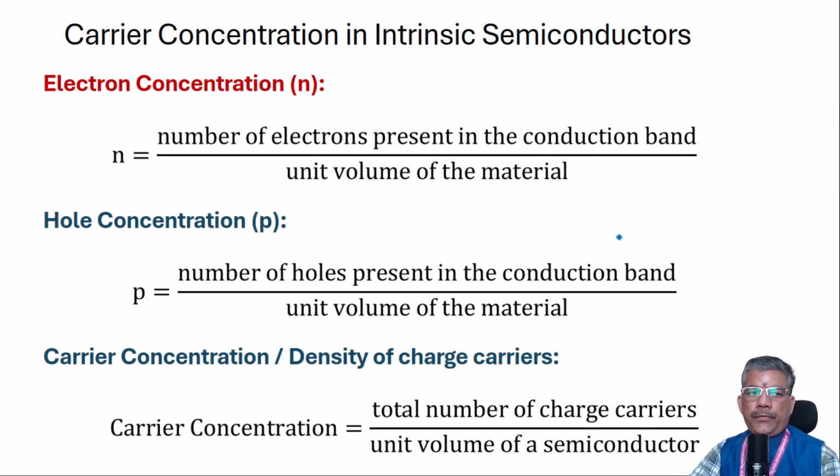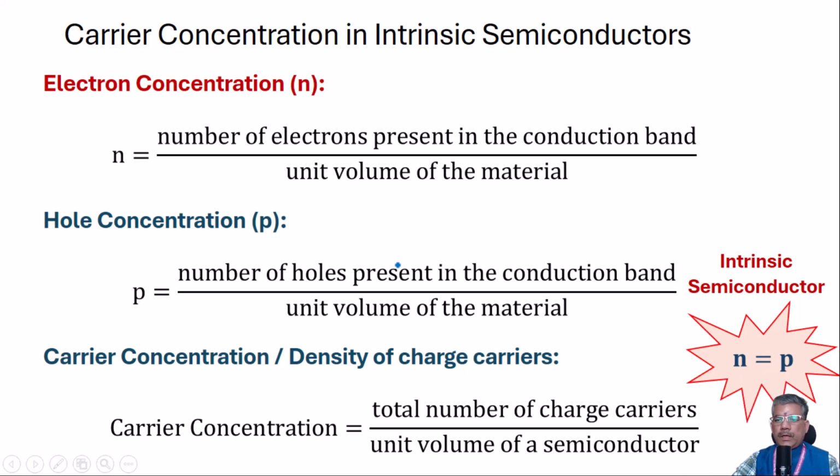Now we are going for the definition of electron concentration, that is, the number of electrons present in the conduction band per unit volume of the material is called electron concentration. Hole concentration: the number of holes present in the valence band per unit volume of the material. And carrier concentration is the total number of charge carriers per unit volume of a semiconductor. In the case of an intrinsic semiconductor, the number of electrons equals the number of holes.